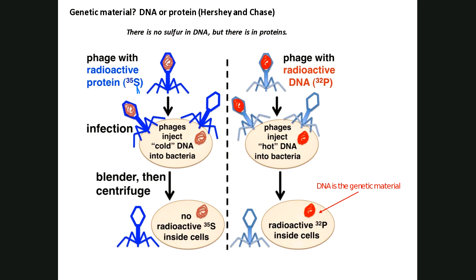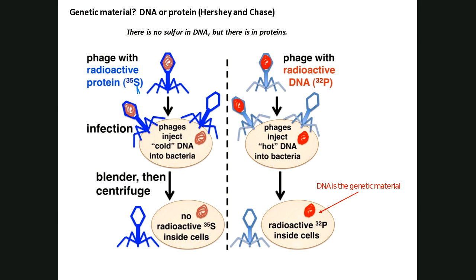The hot DNA. Those phages inject the stuff in red, which has radioactive phosphorus. Now, DNA does have phosphorus, remember. It's the phosphate groups that hold the links together. So there's no sulfur in DNA, but there is in proteins. There might be phosphorus in proteins, but there's no sulfur in DNA. You see how they separate those two? They take the radioactive DNA, radioactive because the phosphorus in it has been made radioactive, and they have sensors to detect that. They do the same thing: inject it into a bacteria, blend and centrifuge, separate it all out, and guess what?